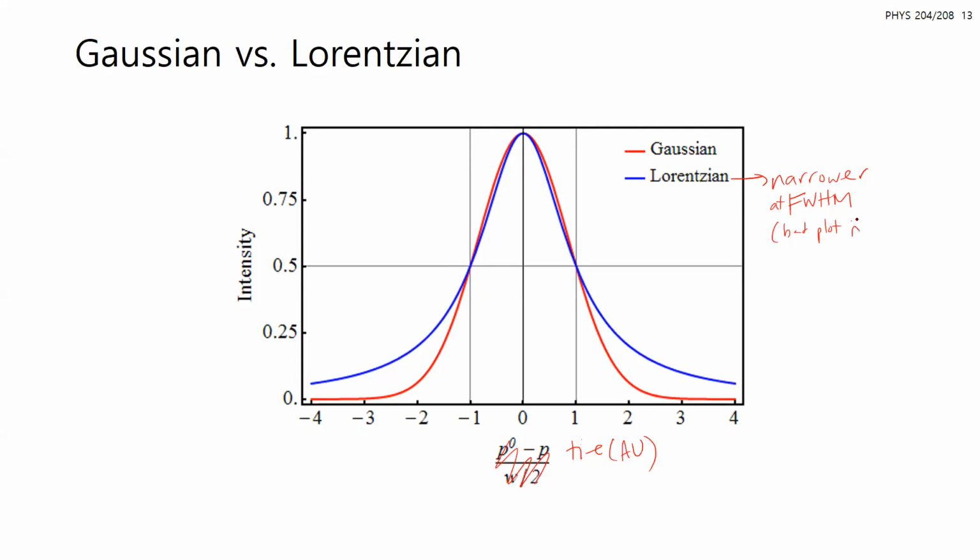I'll put bad plot here, sad face. I did a bad job picking that. So the Lorentzian is narrower at the full width half max, but this plot does show that it decays to 0 slower than the Gaussian. That's what this plot represents. So there are differences just inspecting it visually here.